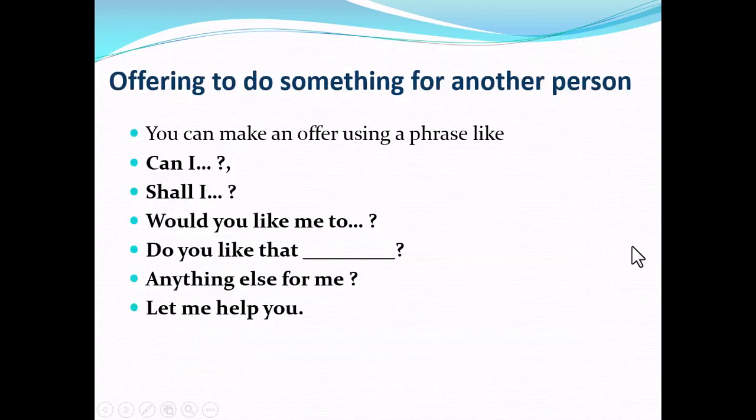Now, when someone offers you something, or you are going to offer someone something, how do we communicate that? You can make an offer using: can I, shall I, would you like me to, anything else for me, let me help you, let me do your work. These are some sentences we can use here.